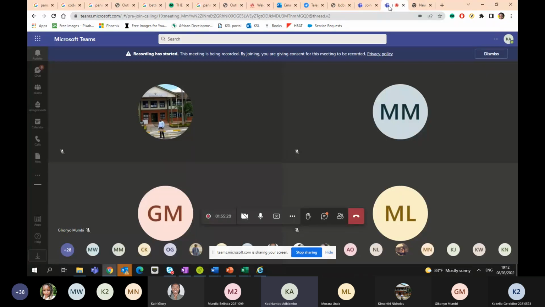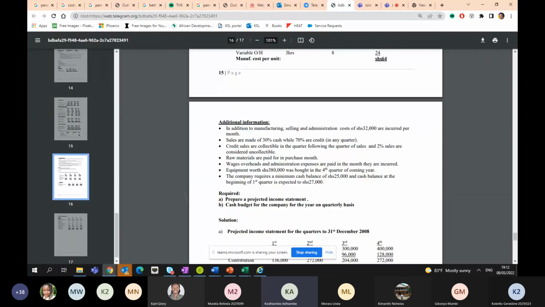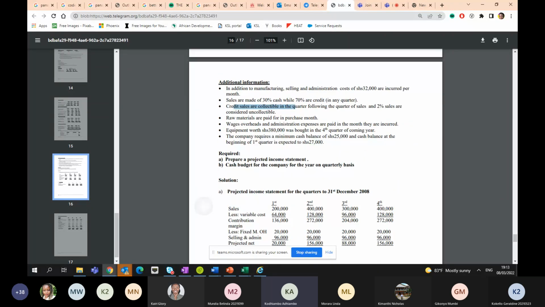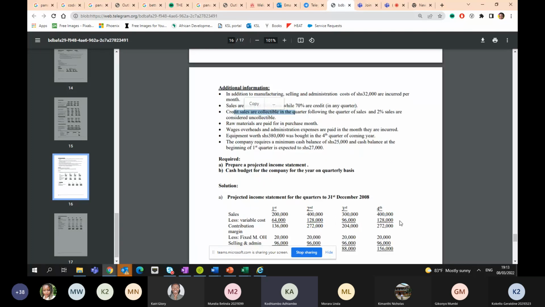Okay, so it's from the notes. What I was saying before: every question, we have to look at the notes, the additional information. Here we are being told sales are made 30% cash, while 70% are credit. Then the credit sales are collected in the next quarter. So if you have sales of 200K, 30% of 200K is 60. You will have a line for cash sales and a line for credit sales. Then there's this line saying 2% of sales are uncollectible.